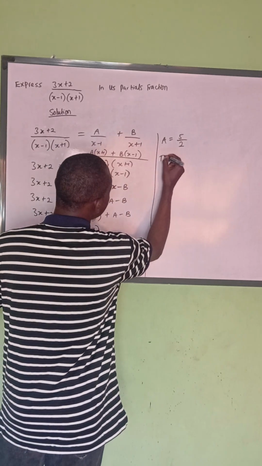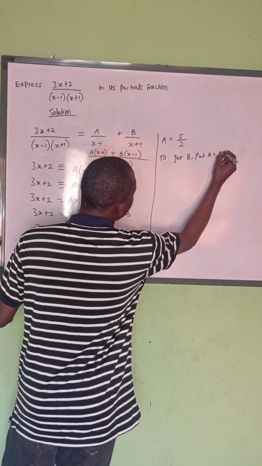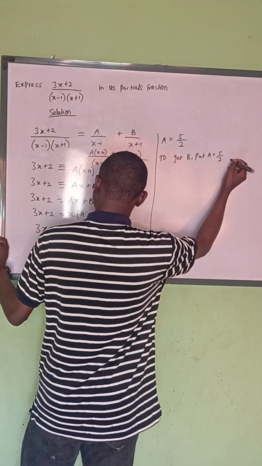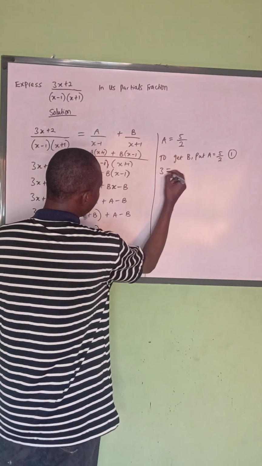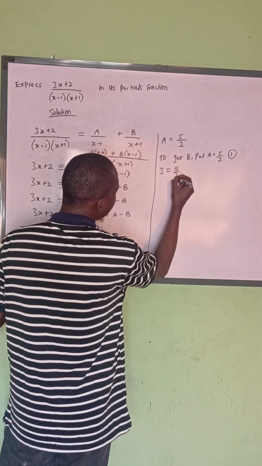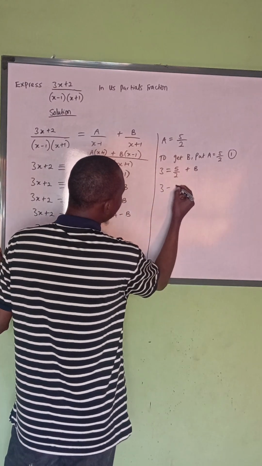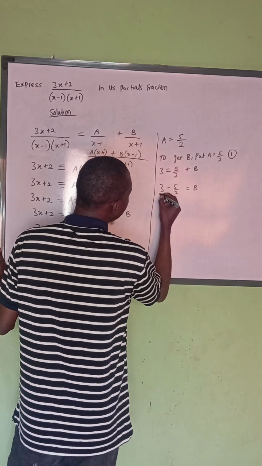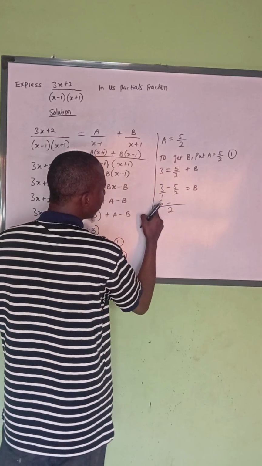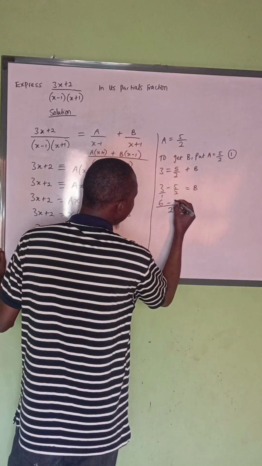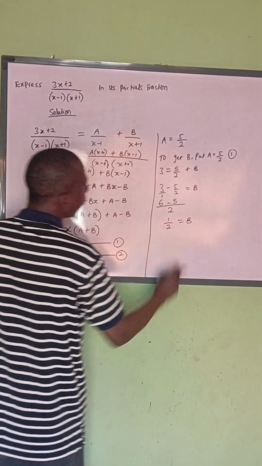Now to get B, put A equal to 5 over 2 into any of these equations. Let's put it into equation 1. So we have 3 equal to A, which is 5 over 2, plus B. So we have 3 minus 5 over 2 equal to B. Now let's look for the LCM. LCM here is 2. That will be 2 times 3 is 6, minus 1 times 5, that's 5. So 6 minus 5, we have 1 over 2 equal to B. So the value of B here is 1 over 2.